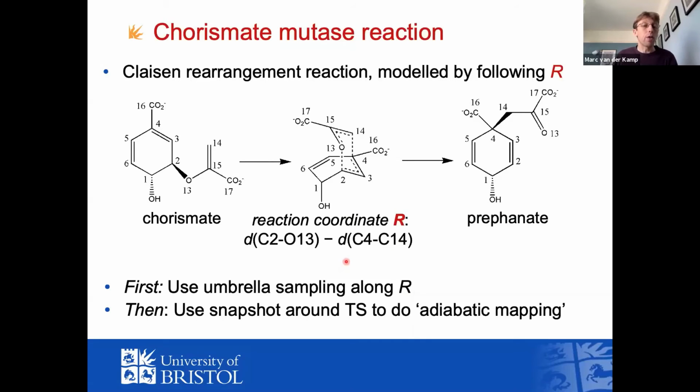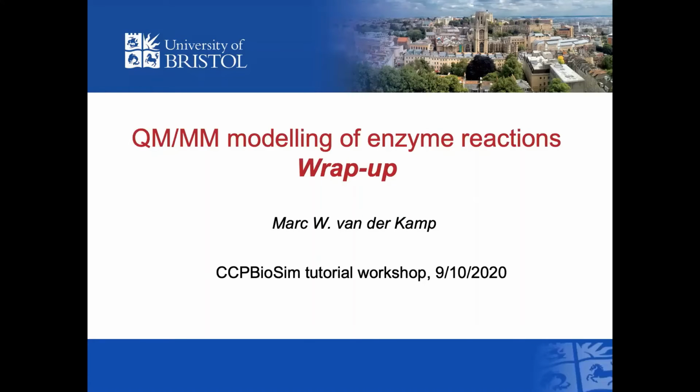Okay, so the tutorial will involve first using umbrella sampling along this reaction coordinate, and then you can get your own snapshot from your own umbrella sampling to do an adiabatic mapping approach to get a potential energy profile. Having gone through the work to do the QM/MM modeling of enzyme reactions workshop today, hopefully by now most of you will have completed the free energy and potential energy mapping of the enzyme reaction of Chorismate mutase.